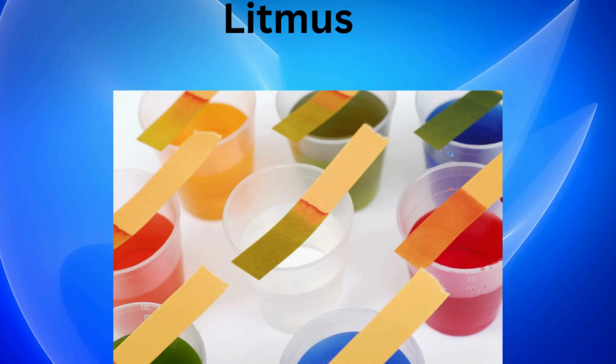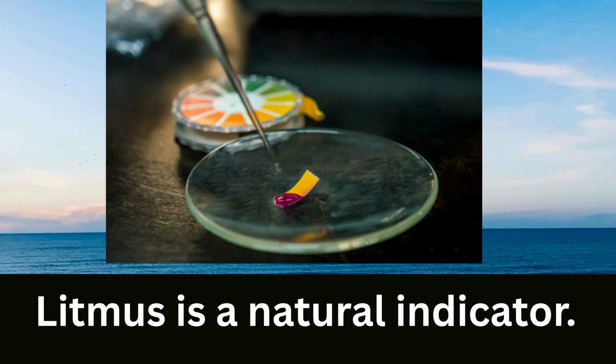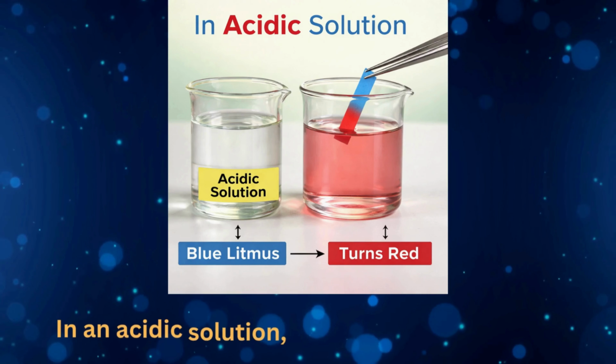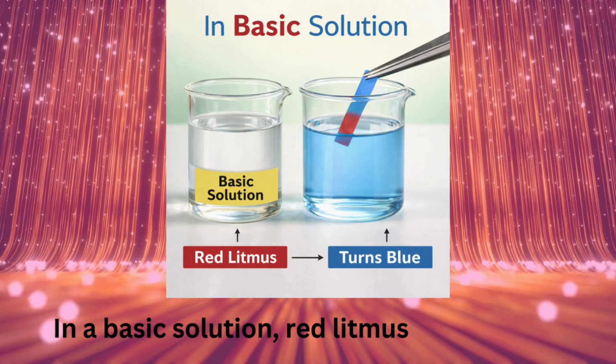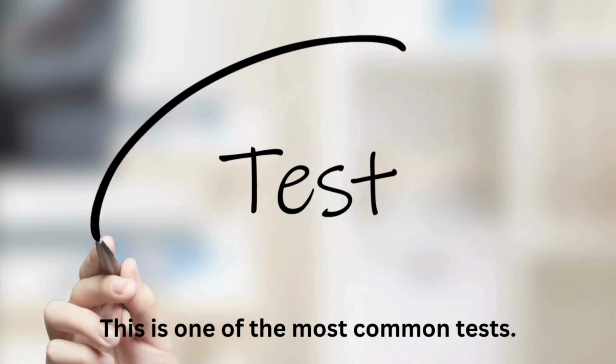Litmus. Litmus is a natural indicator. In an acidic solution, blue litmus turns red. In a basic solution, red litmus turns blue. This is one of the most common tests.